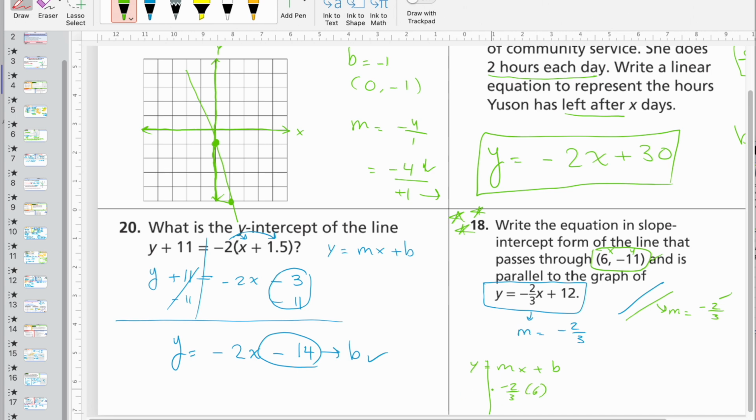6 and negative 11 plus b. If you solve it, b will equal 7, since negative 4 plus 4... Try it out. Since you have 7 and you have the slope, the equation will be y equals negative 2 over 3 x minus 7.